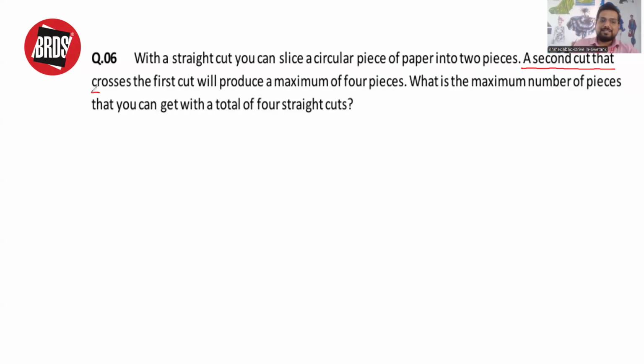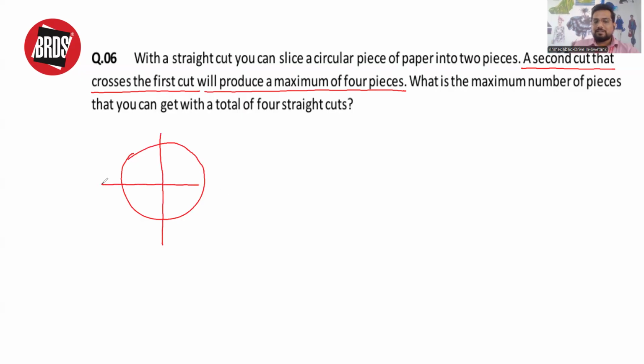They have mentioned here that the second straight line crossing the first cut will produce a maximum of four pieces, which is clearing that thing. If it is a circle and I'm getting one line, the second straight line should cut the first one. Same way, if I create a third one, it should definitely cut the first two. But most of the students either have drawn it like this, or some other way like this, or it might be cutting somewhere outside.